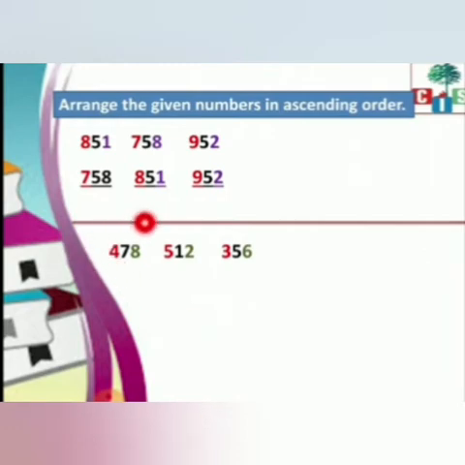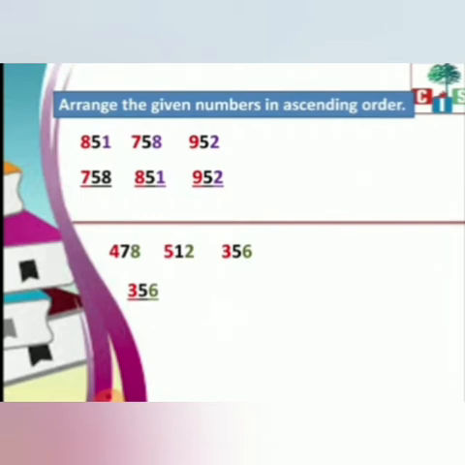Here in 478, the place value of 100 here is 4. In 512, the place value is 5 at 100 place. And here in 356, 3 is at 100 place. So which is the smallest number? That's correct. That's 3. So 356, it's your first number.